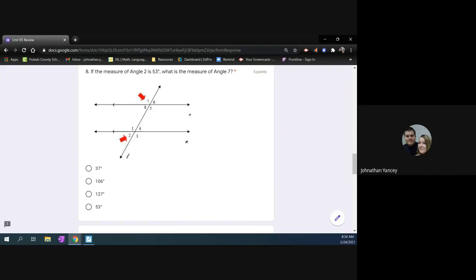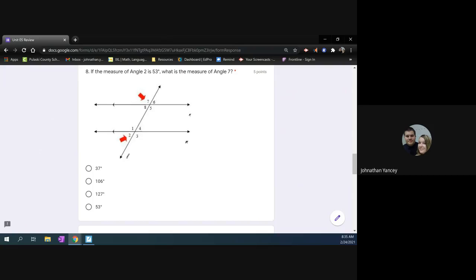See, those two angles are same side exterior angles. And what do we say about same side angles? Same side starts with the letter S, and what else starts with S? Supplementary. Yeah, so with these, they're either going to be congruent, which is equal, or supplementary, which means they add up to 180 degrees. The exception is corresponding. So if they're supplementary, and angle 2 is 53 degrees, what do you think angle 7 is going to be?